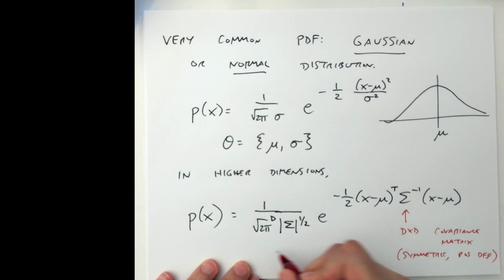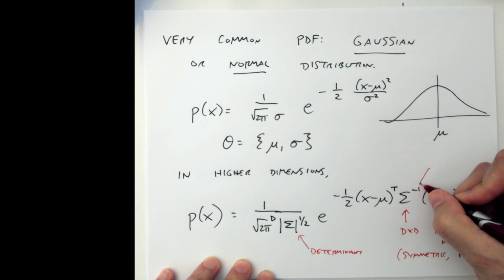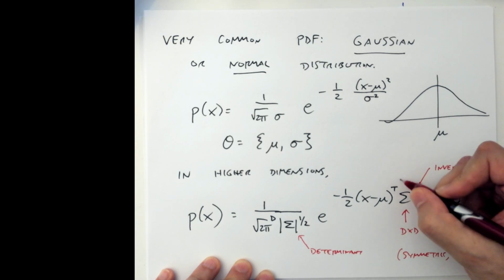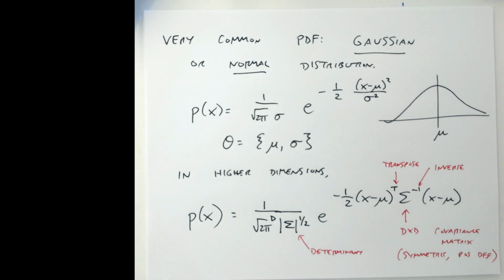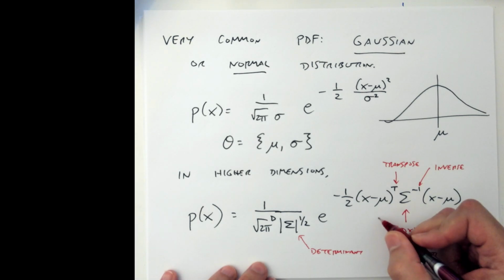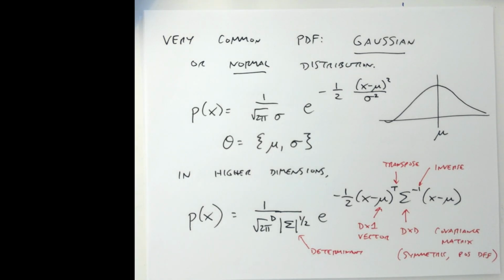And here, just in case you don't remember what these symbols mean, this is the determinant, this is the inverse, this is the transpose, and this mu here is basically a d by 1 vector. So now I have to have d numbers for the mean, and about 1/2 d squared of the covariance matrix parameters. It's not fully d squared because the matrix is symmetric, so it's d times d minus 1 over 2, something like that, but on the order of d squared.